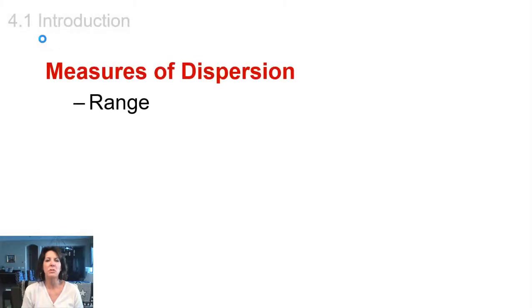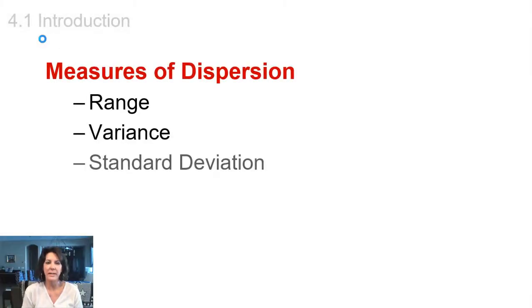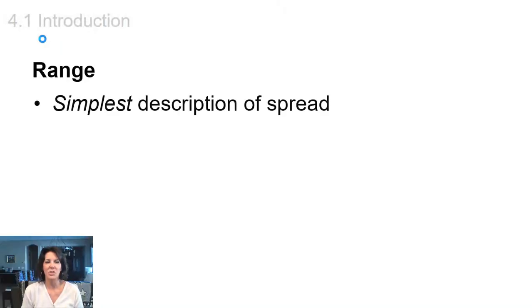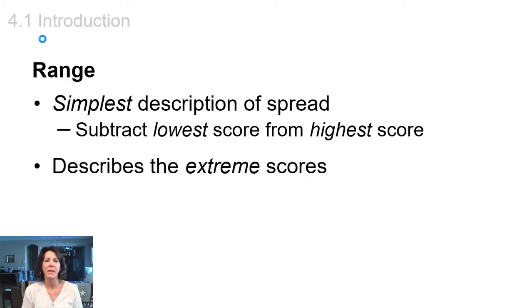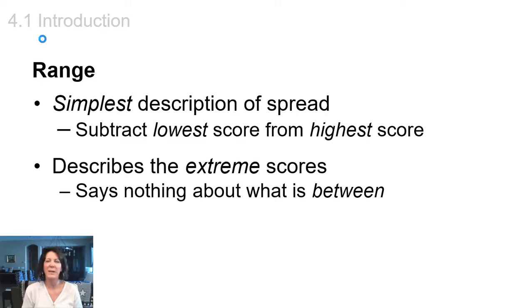So measures of dispersion are range, variance, and standard deviation. And they each have their pluses and minuses. Let's start with the range. The range is the simplest description of a spread of scores. Basically, you take the lowest score value and subtract it from the highest score value. This describes the extreme scores in a distribution, but it says nothing about the scores in between.